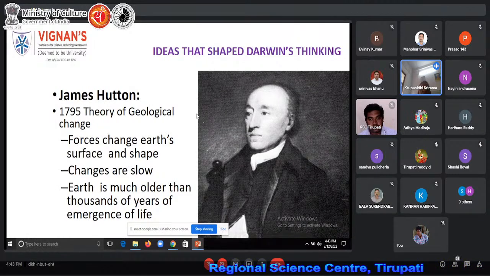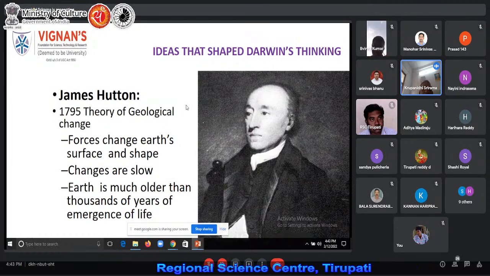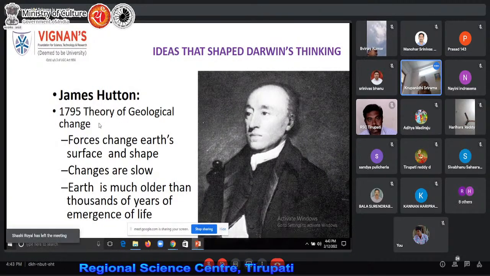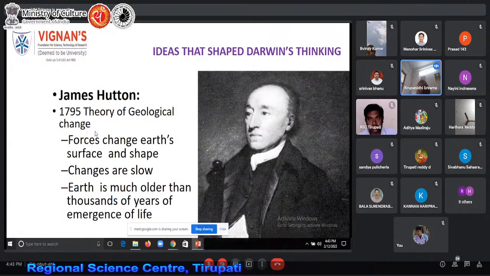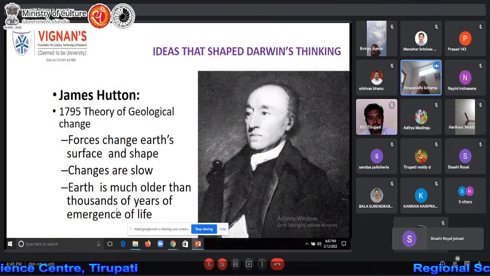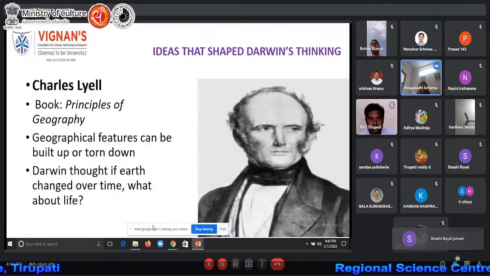So he had gone through the Lamarckian theory of evolution. He went through an apprenticeship with Henslow and several other things. He also read James Hutton's theory of geological change. Those were the days when the focus was on geology and astronomy, and the forces of change of the Earth's surface and shape. Changes are slow, and the Earth is much older than the thousands of years assumed for the emergence of life. That was his concept, and all these things were understood by Charles Darwin.